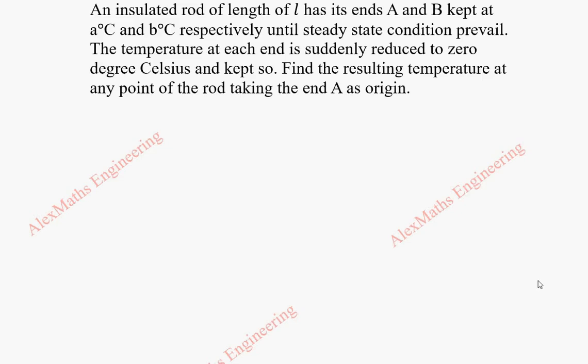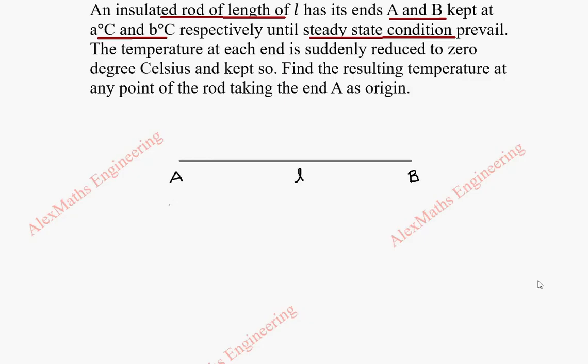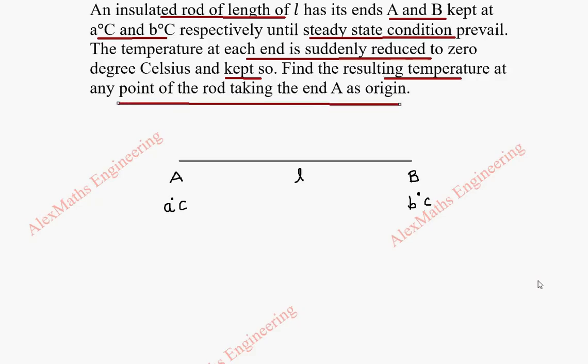In this video they have given an insulated rod of length L that has its ends A and B kept at A degree centigrade and B degree centigrade until steady state condition prevails. So we take a small diagram for reference. We have a rod of length L, with one end A and the other end B, kept at A degree centigrade and B degree centigrade until steady state condition prevails. Then the temperature at each end is suddenly reduced to 0 and kept so, and we have to find the resulting temperature at any point of the rod, taking the end A as the origin.